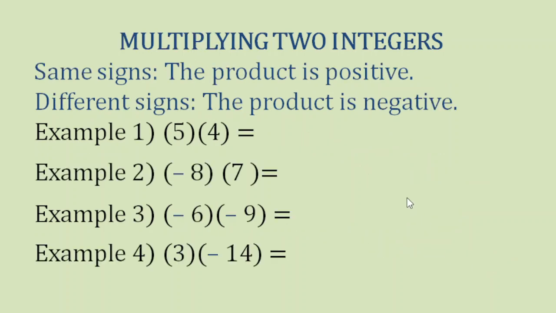Now how about multiplying two integers? Okay, if they have same signs, the product is positive. If different signs, the product is negative. So 5 times 4, same sign, so positive 20. Negative 8 times 7, different signs, so negative 56. Negative 6 times negative 9, same signs, so positive 54. 3 times negative 14, different signs, negative 42.